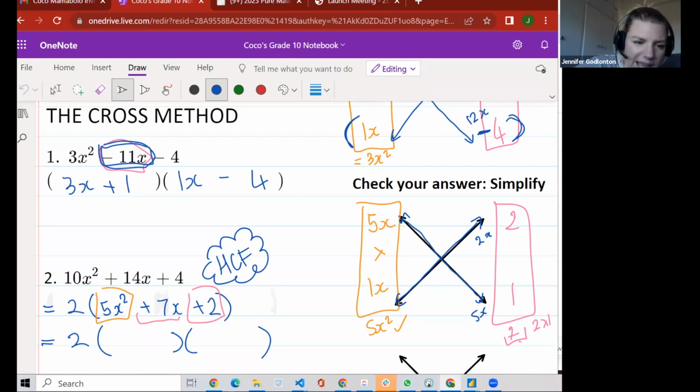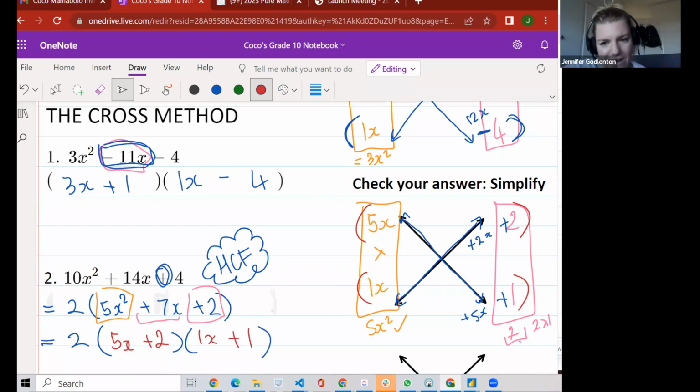Yeah, exactly. This is a plus sign, which means my signs need to be the same. So they're both going to be positives over here. And so that tells us what's going to be in our brackets. We're going to have 5x plus 2, and we're going to have 1x plus 1. So 5x plus 2 and 1x plus 1. And that is going to be our final answer for this question.